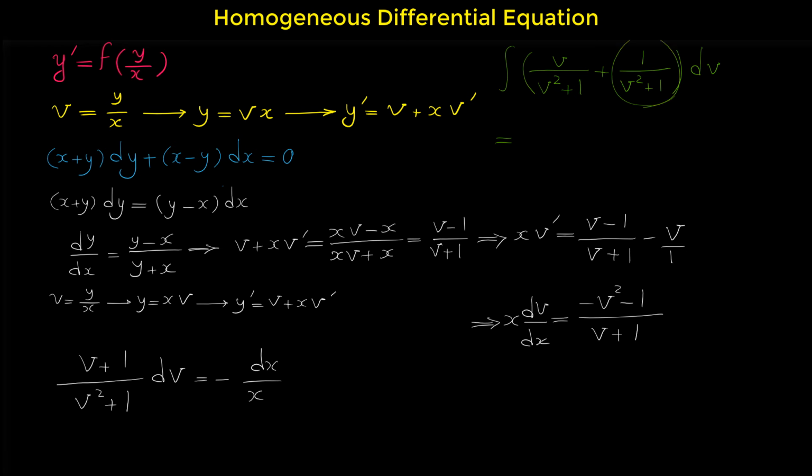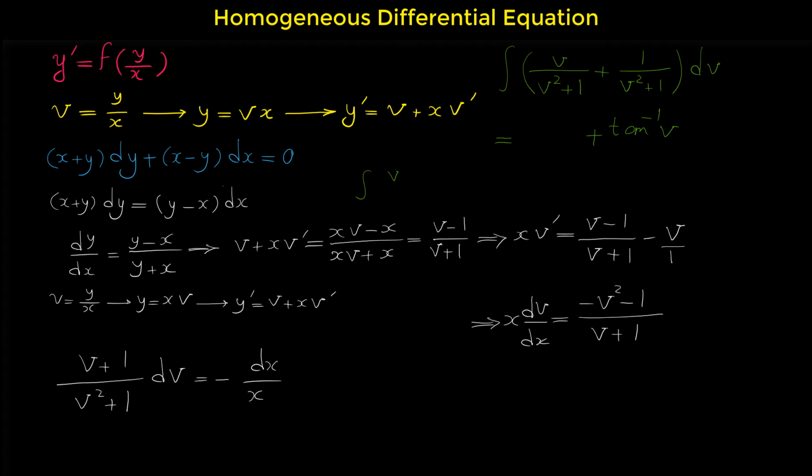Integral of this part is clear. This is one of the formulas of integral. We know that the integral of 1 over x squared plus 1 dx is tangent inverse of x. So the integral of 1 over v squared plus 1 is tangent inverse of v. But what is the integral of v over v squared plus 1? For finding this integral, we have to use a simple u substitution.